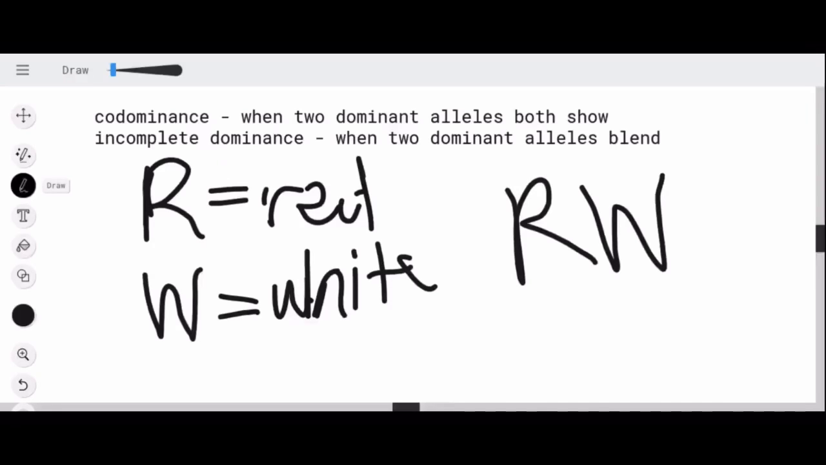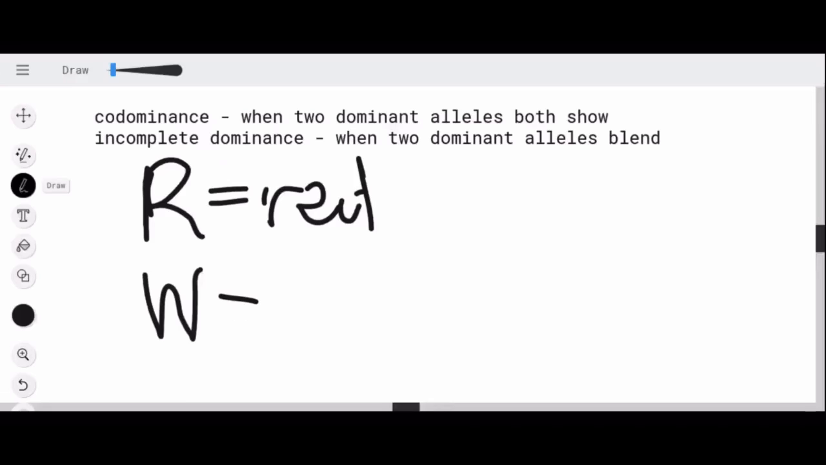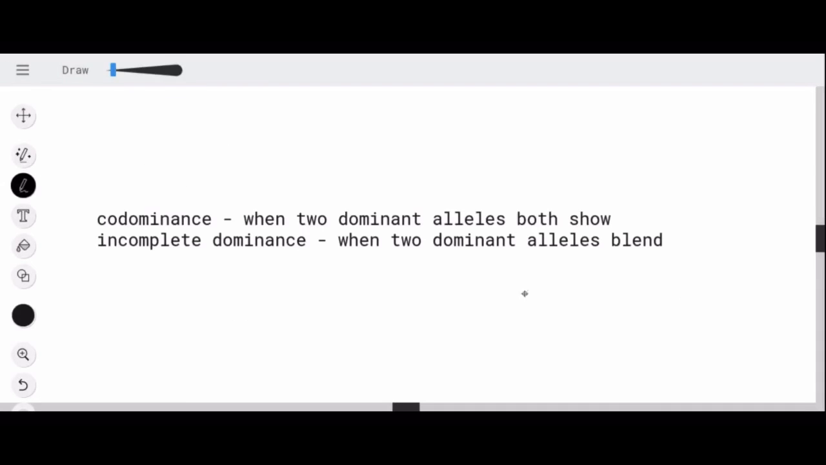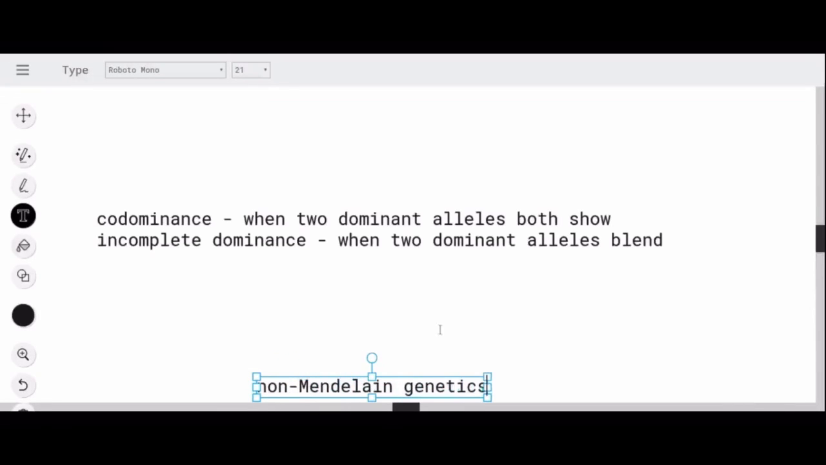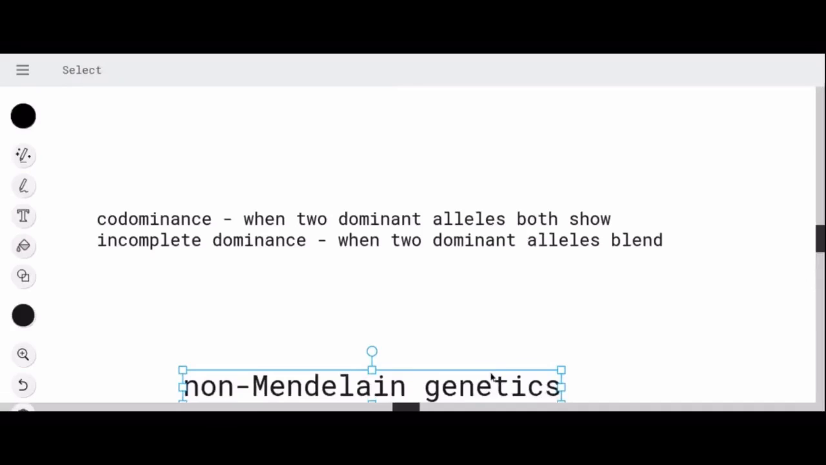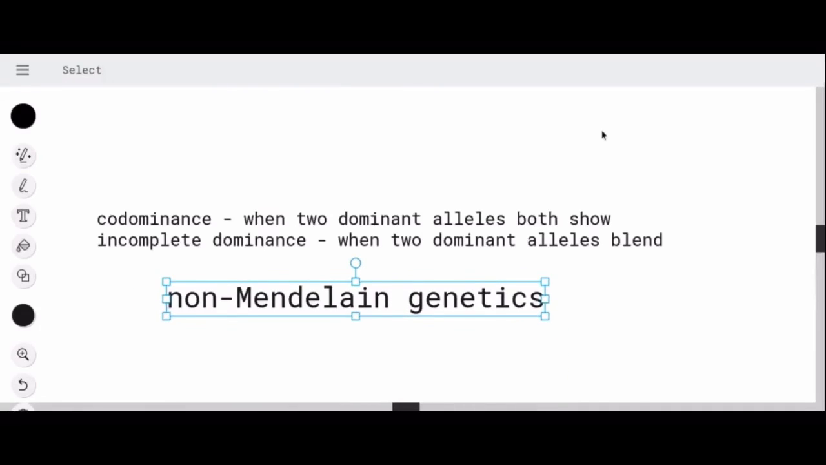And this is something we know as non-Mendelian genetics, because it doesn't follow Gregor Mendel's laws. For these, you can use a Punnett square to figure them out, but they're often confusing. So these are non-Mendelian genetics. And there's a few more things you'll need to know.